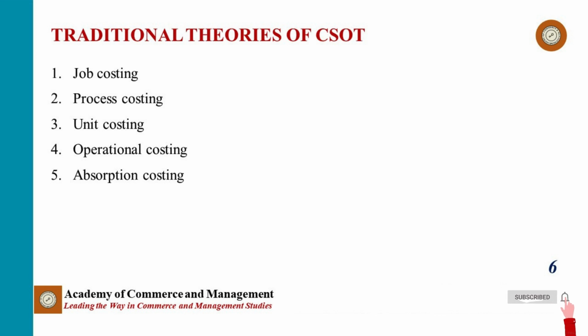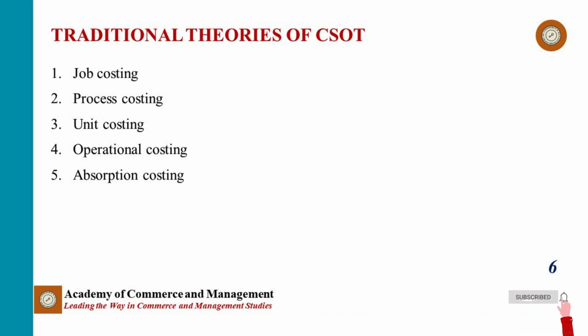In addition to this, there are some traditional and modern theories of cost also. First of all, let us discuss the traditional theories of cost. The first traditional theory is job costing. This is the traditional costing method used in manufacturing trades that yield discrete jobs or batches of products.